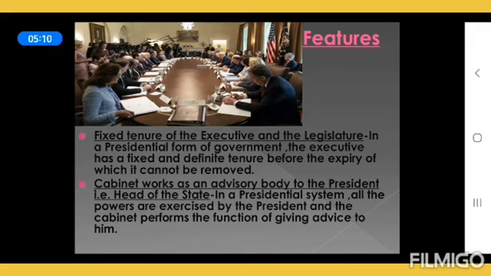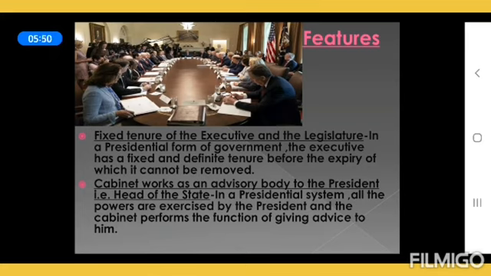But in the presidential system of government, the cabinet, which consists of the various different departments and ministries, are all appointed by whom? By the president. So all the powers are exercised by the president, and the cabinet performs the functions of giving advice to him. They are the ones who assist and give advice to the president.